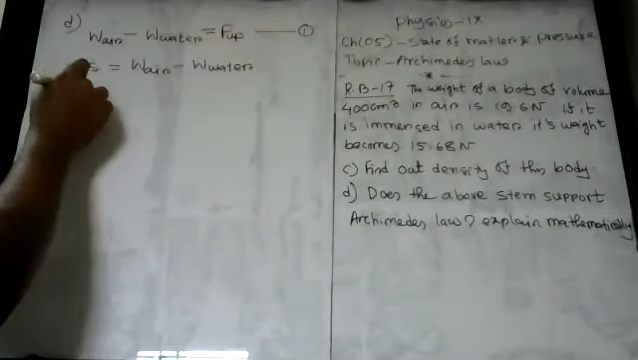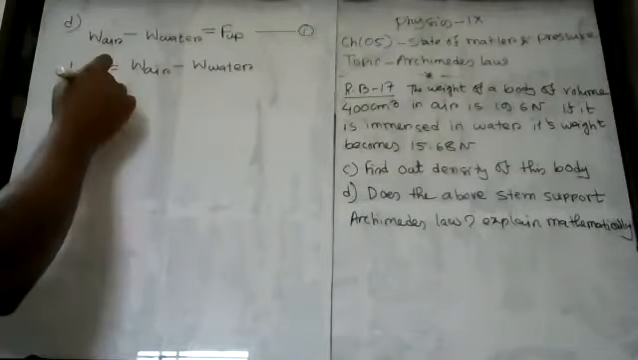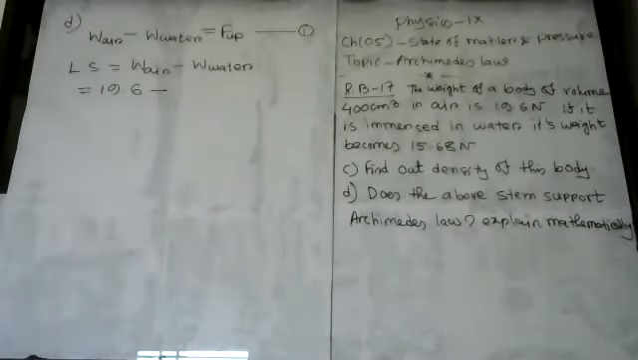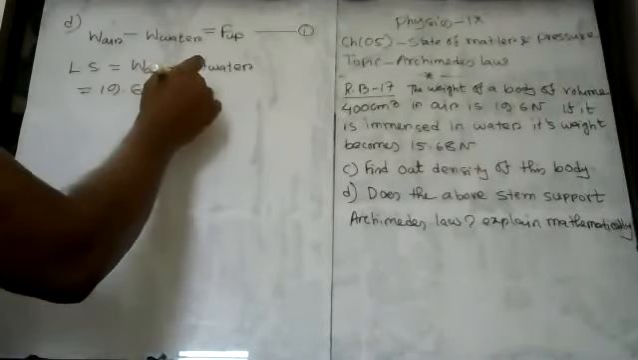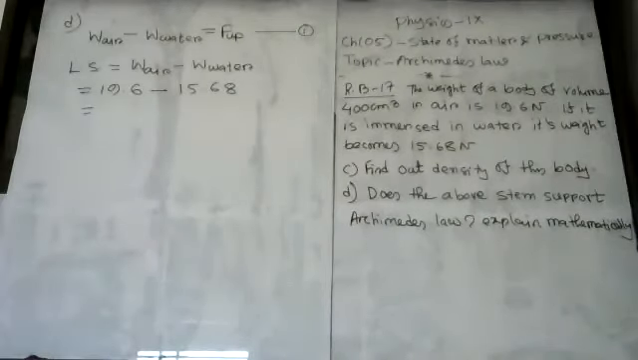Weight in water will equal to what? Weight in air, given in the stem, is 19.6 Newton, minus weight in water, which is given as 15.68. Now what is the value of the left side, my dear student? Weight in air minus weight in water. This is the apparent weight lost by the body. 3.92. So it will equal to 3.92 Newton.